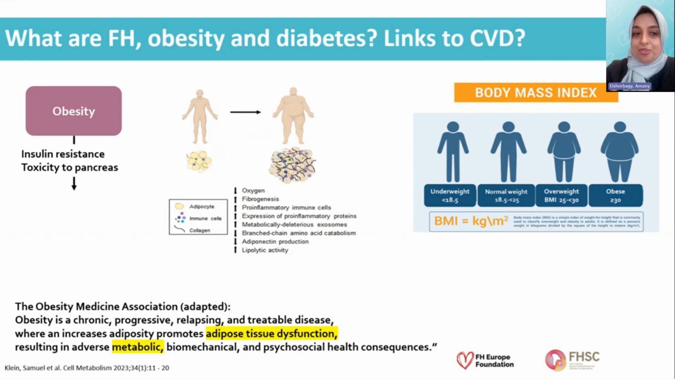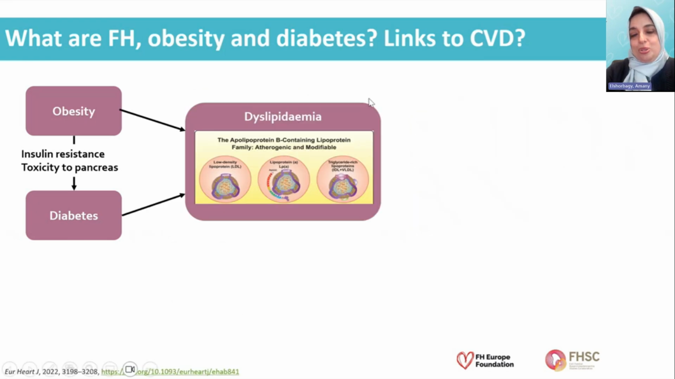When this goes on for years, and also with the toxicity to the pancreas from the excess lipids in the bloodstream, some people will develop overt diabetes. Diabetes is characterized by a deficiency of insulin as well as insulin resistance. Both obesity and diabetes result in something also quite serious called dyslipidemia, which is an increase in abnormal lipids in the bloodstream.